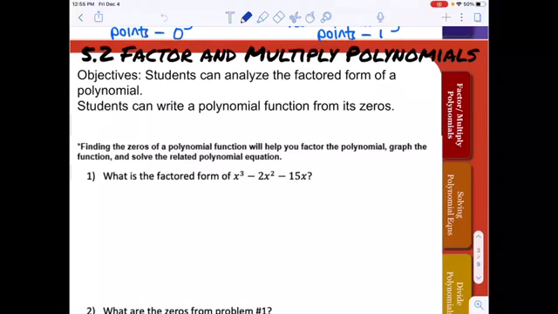Hello all, today we are going to cover 5.2, factor and multiply polynomials. You will be able to analyze the factored form of a polynomial and write the polynomial function from its zeros. Finding the zeros of a polynomial function will help you factor the polynomial, graph the function, and solve the related polynomial equation. This first problem, we are going to find the factored form.